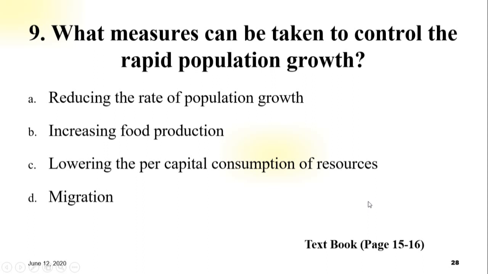This point is a measure to control the rapid population growth. The third point, lowering the per capita consumption of resources, means decreasing the action of using up a resource. Migration is the last point of point number 9. Migration is movement from one place to another place, or from one country to another country, in the same country or a different country.